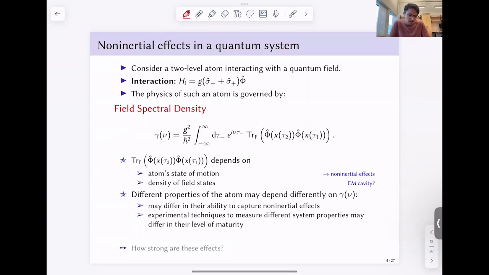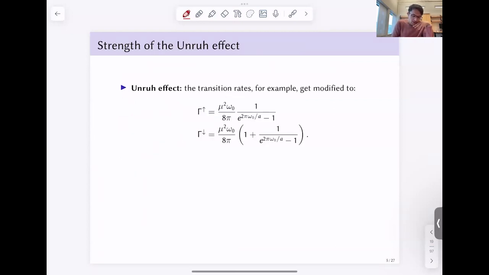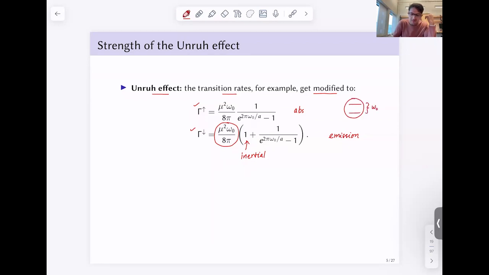So now that we know how non-inertial effects and the Unruh effect arise in quantum systems, let us have a look at how strong these effects generally are. So if we talk about the Unruh effect, transition rates, for example, get modified to these expressions over here. Gamma up arrow is the absorption rate, and gamma down arrow is the emission rate of the atom. And so this term, for example, is the inertial contribution. So even if the atom is not accelerating, then the spontaneous decay rate of the atom is just given by here. Mu is the coupling constant, and omega naught is the energy separation between the two levels of the two-level atom we are considering.